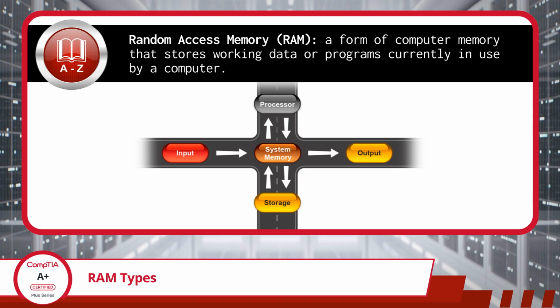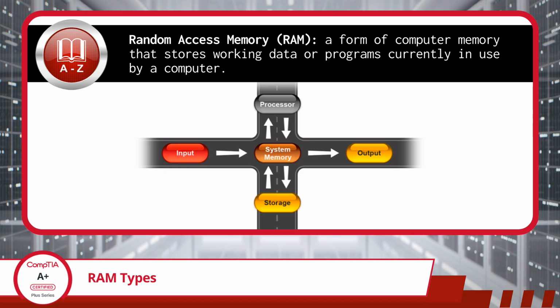It may help to think of RAM as the intersection in a busy four-way information exchange. At the top, you have the processor. On one side, you have input devices sending information into the system. On the other side, you have output devices displaying results. At the bottom, you have storage holding long-term data. Right in the center of all of this is system memory, or RAM.